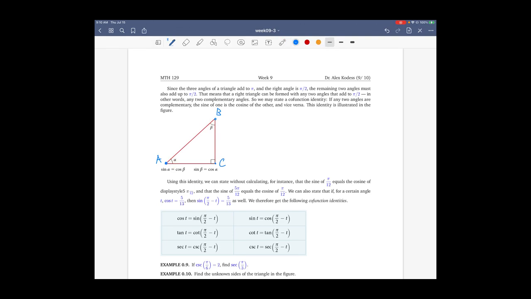Well, because in any triangle the three angles must add up to pi, we have that alpha plus beta plus the measure of the other angle, which is 90 degrees, or pi over 2, is pi. From here, of course, if we move pi over 2 to the other side with a minus, alpha plus beta equals pi minus pi over 2, which is pi over 2. So the angles alpha plus beta, the acute angles in a right triangle, add up, of course, to pi over 2.